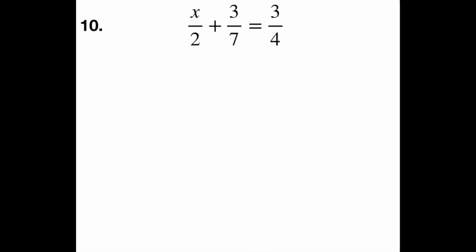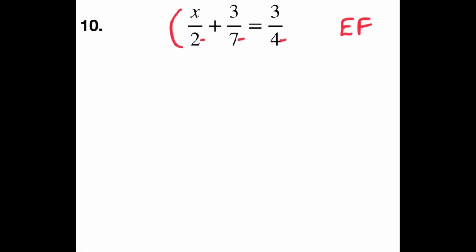Problem number 10 says x over 2 plus 3/7 equals 3/4. So the first step in my four-step process is to eliminate fractions by multiplying both sides by the least common denominator. I have denominators of 2, 7, and 4. So the least common denominator would be 28.